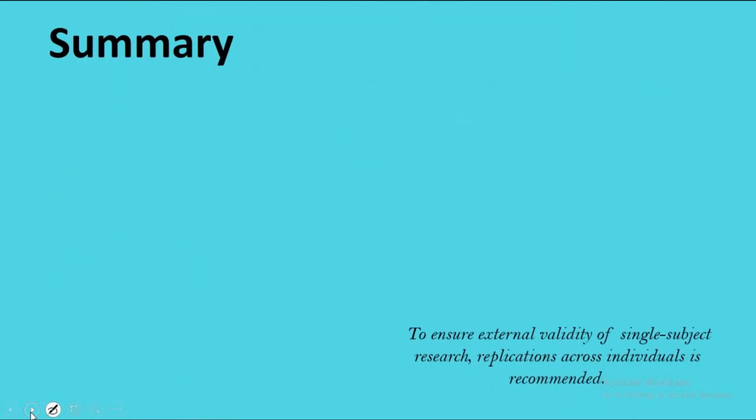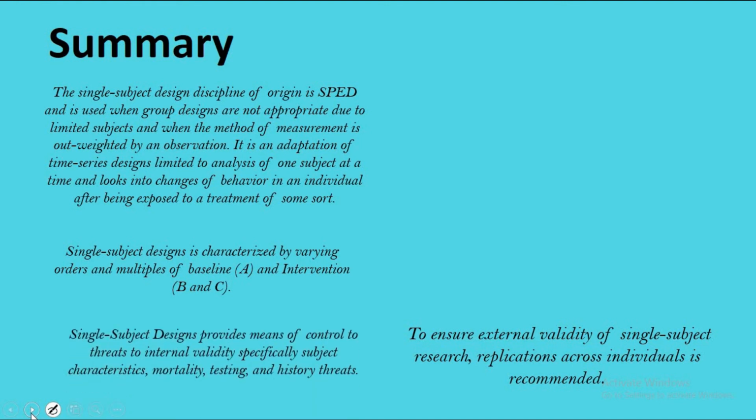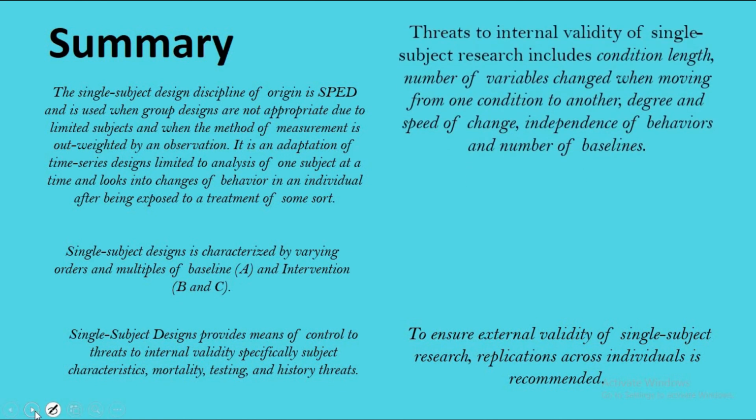So it's a summary on single subject design. So this is a type of research design whose discipline of origin is actually SPED. It is focused on observing a single subject as opposed to an individual. The types of designs for single subject design is characterized by varying orders of multiples of baselines and interventions, B and C. And then the single subject designs provides a degree of control to some issues of internal validity, however challenge as well to other issues of internal validity.